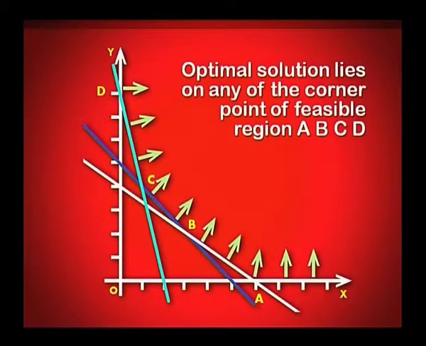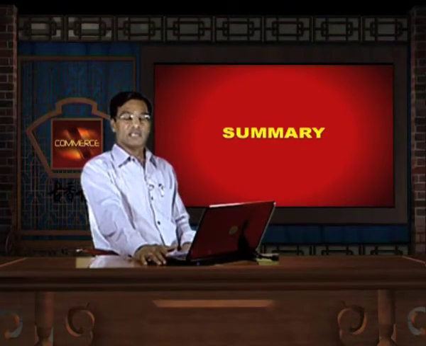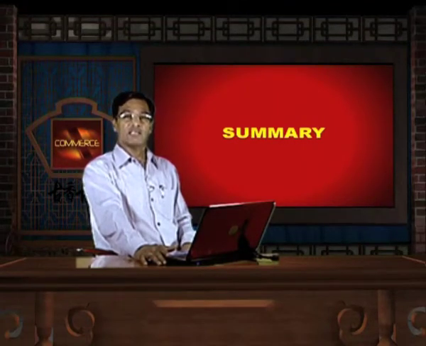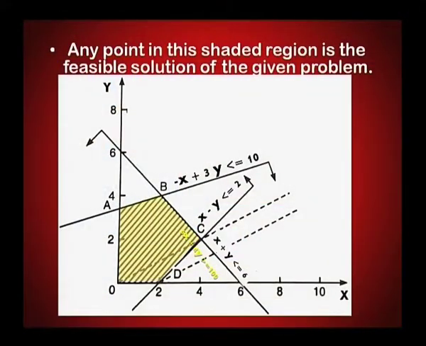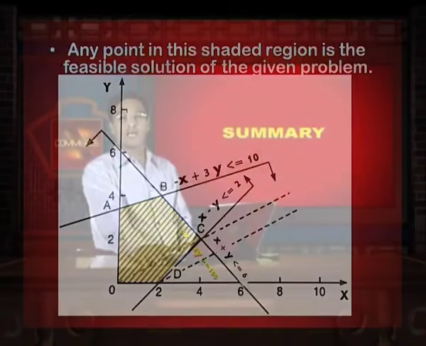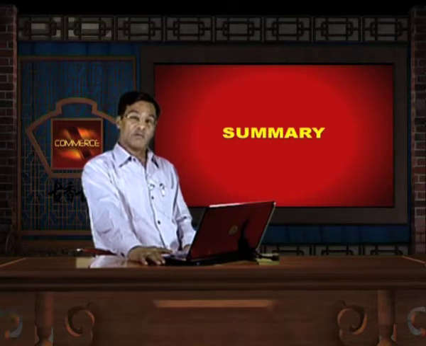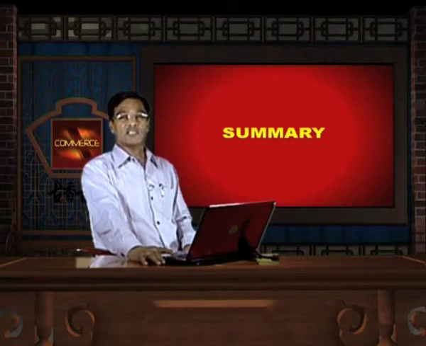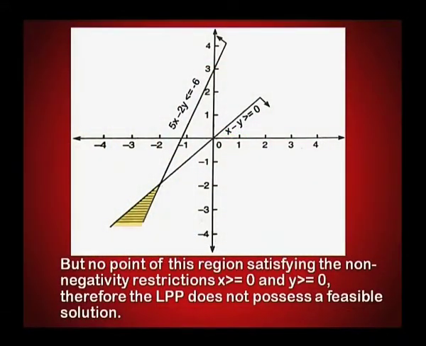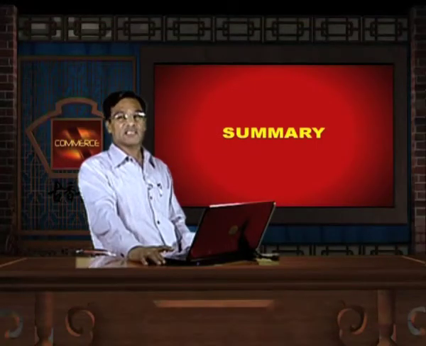Hello viewers, today in this program, we have discussed graphical solution of linear programming problems. Here we have discussed various types of linear programming problems and their solutions graphically. Some are less than type, some are greater than type, some are mixed type, some are unbounded, and some problems have no feasible region. At the end of this program, we discussed the problem in which there is no feasible region which satisfies all the restrictions. So, we have discussed a variety of linear programming problems and their solutions graphically. Hope you must have enjoyed this lecture. Thank you.